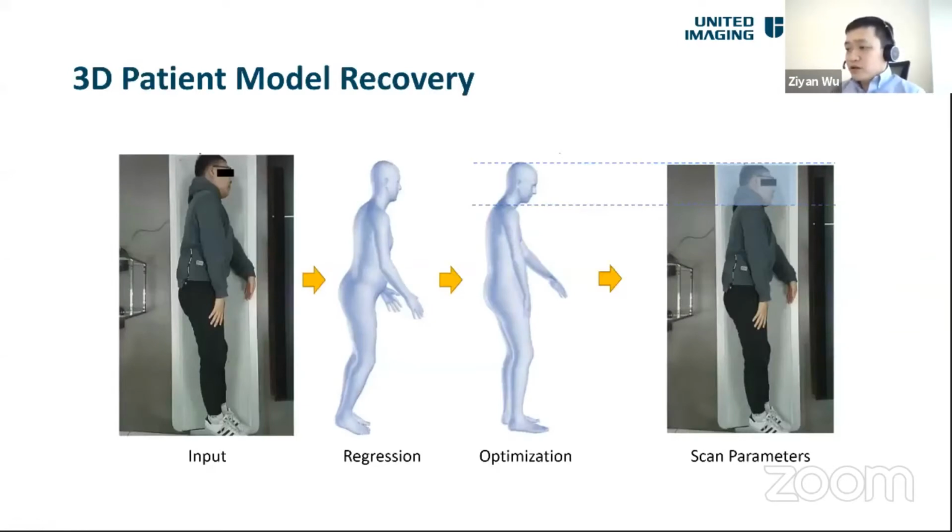Initially, after the regression, the model we recover from the patient may not be perfect. So it requires some fine-tuning, combining the detection results and the regressed body shape of the patient. We can obtain optimized results, so the regressed body shape fits the detection results better. Based on the optimized 3D patient model, we can convert this information into scanning parameters. Like I mentioned, the starting point and the end point of the scan, and also the isocenter alignment in order to get the optimal image quality.